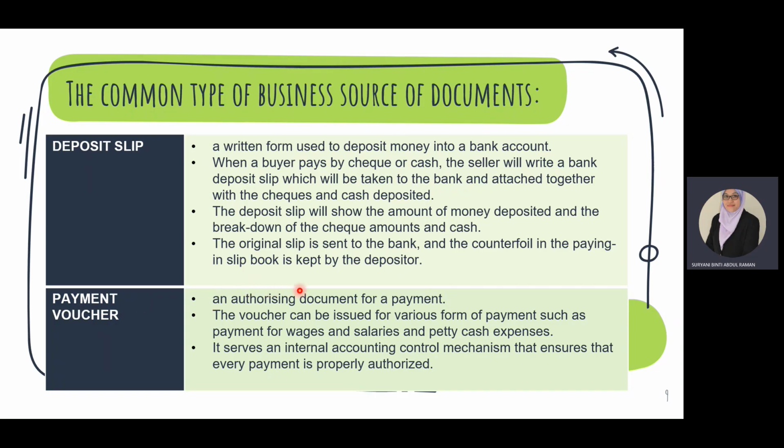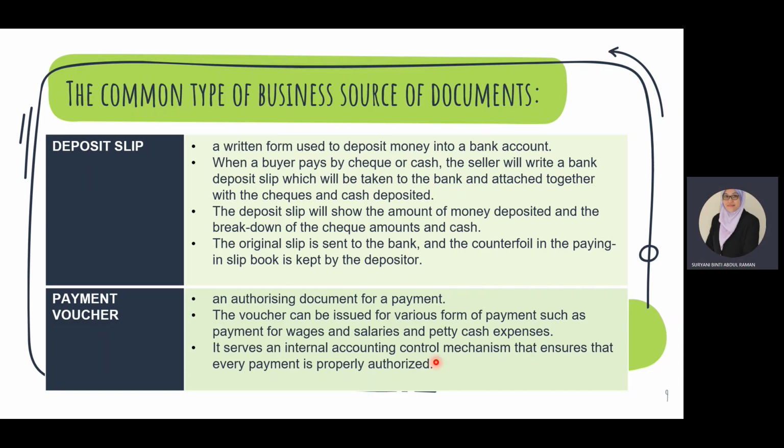Last one, we also might have a payment voucher. This is an authorizing document for a payment. The voucher can be issued for various forms of payment, such as payment for wages and salaries and petty cash expenses. Payment voucher serves as an internal accounting control mechanism that ensures that every payment is properly authorized.